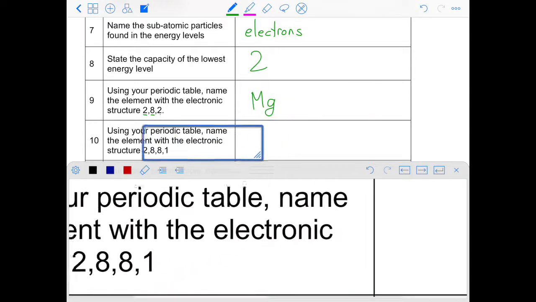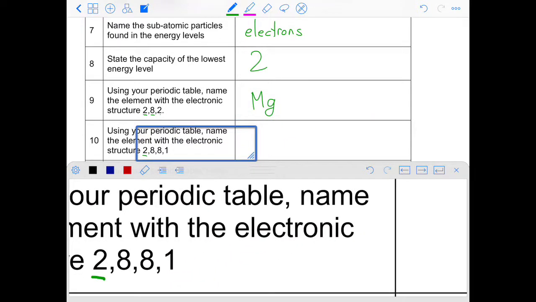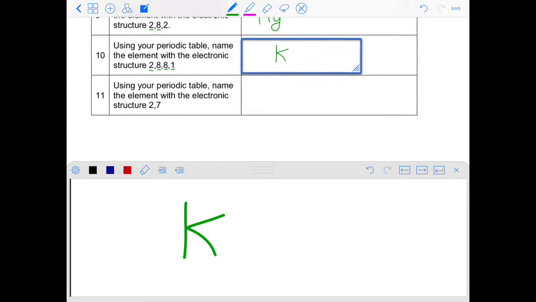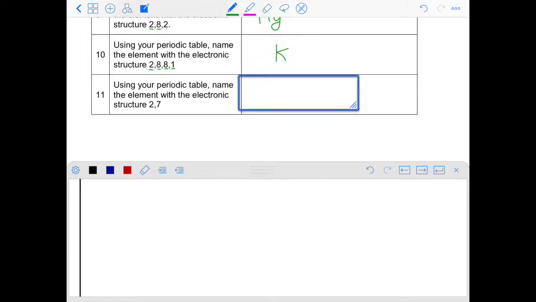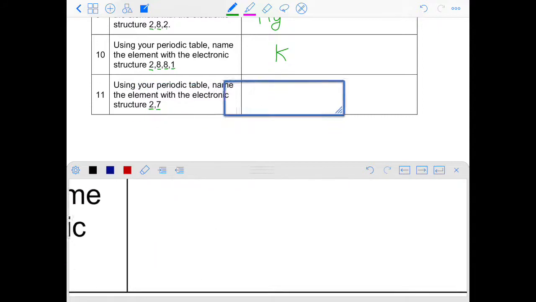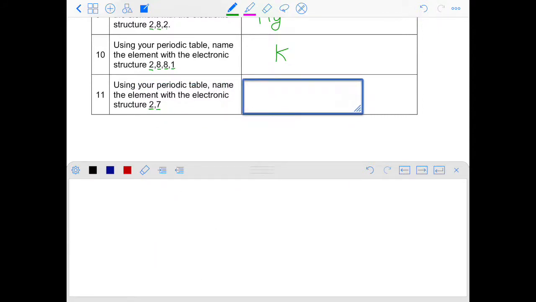And for the next one, we have our first period is full, our second period is full, our third period is full. So it's the first element in the fourth period, which is the element potassium. And the next element with electronic structure 2,7. So our first period is full, our second one has 7, so it's the 7th element in period 2, which is fluorine.